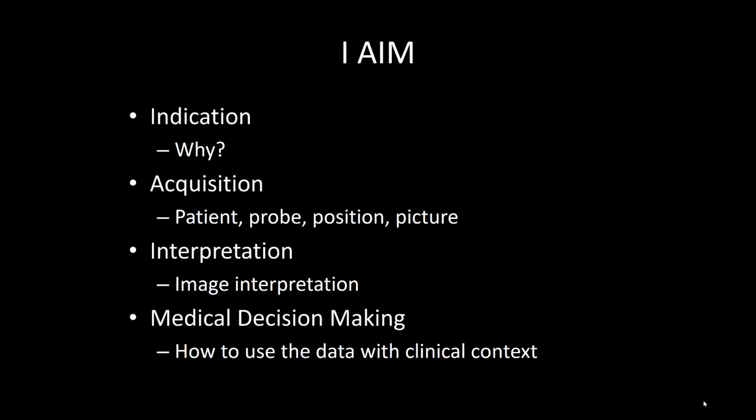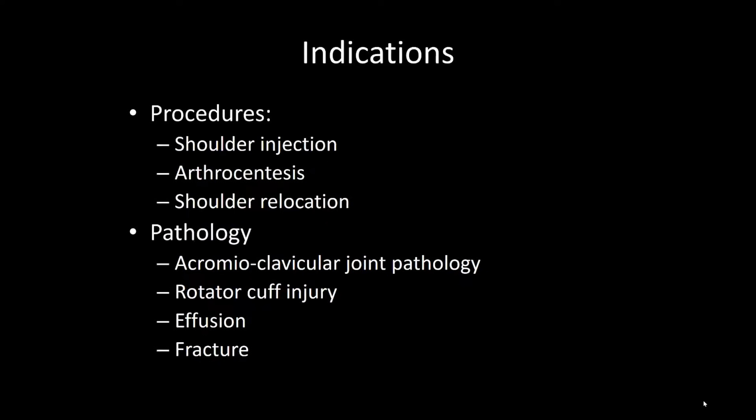As with any exam, why are we doing it, how are we going to get the images, and what are we going to do with them? For the shoulder, the primary indication is for procedural guidance, whether it is arthrocentesis or shoulder injection, typically for pain control with steroids, or a block for a procedure.